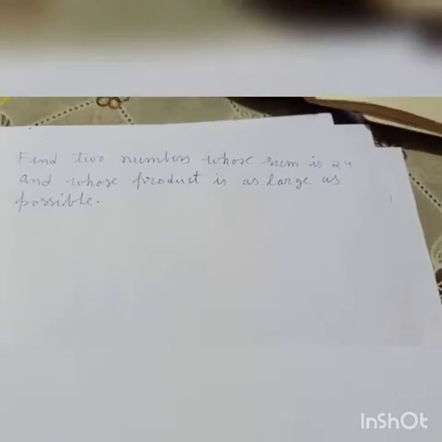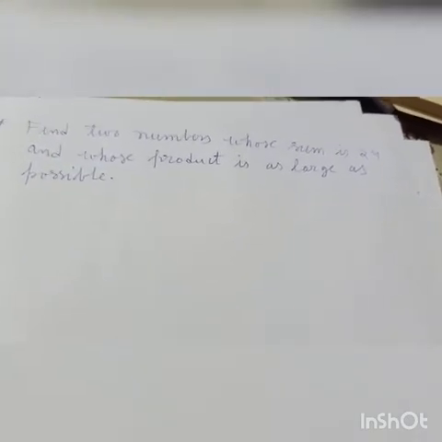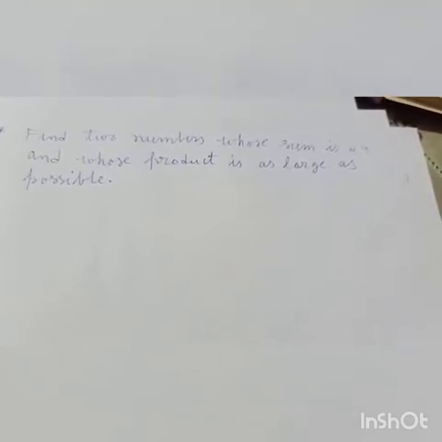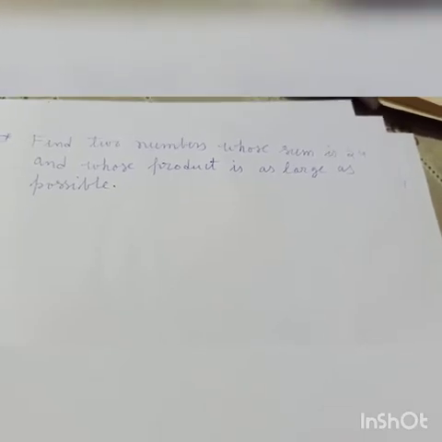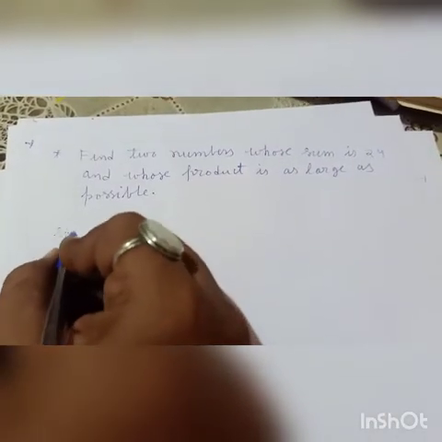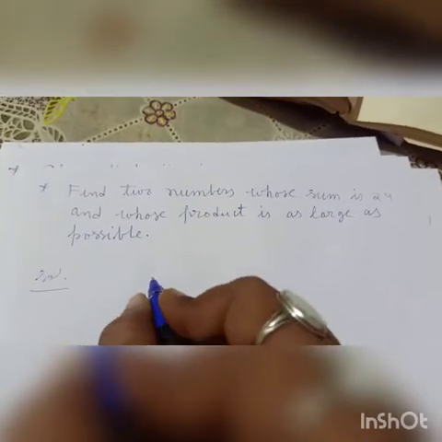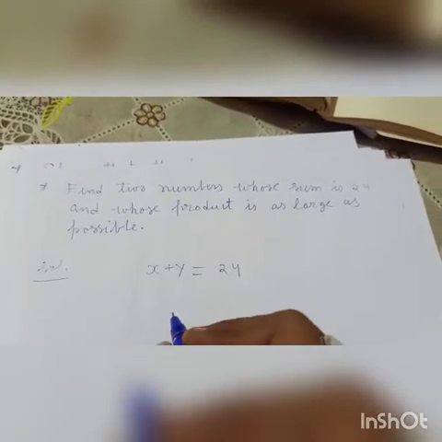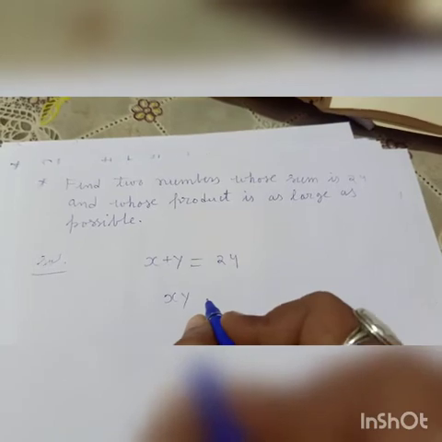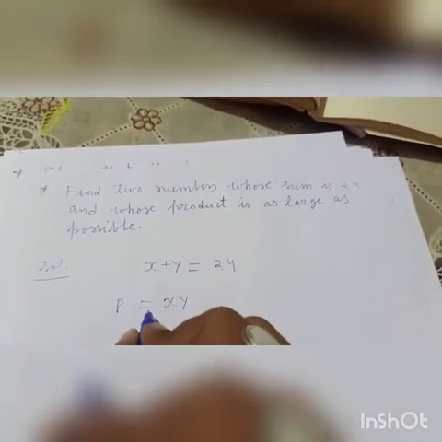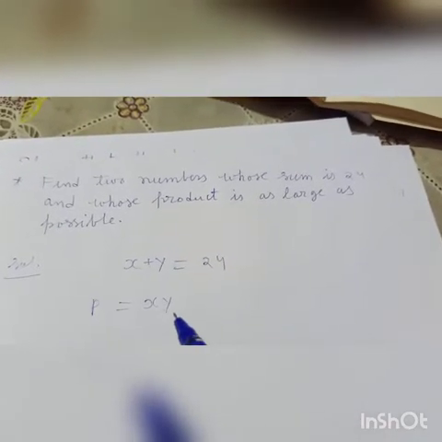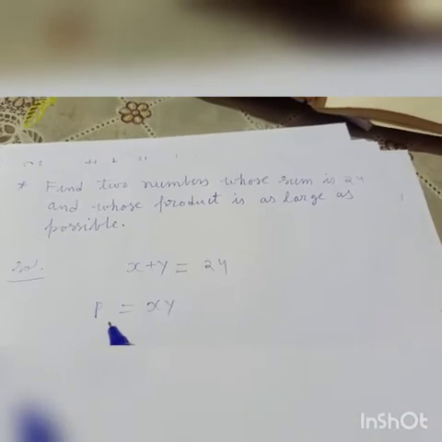Now the next one is: find two numbers whose sum is 24 and whose product is as large as possible. So the product is maximum and the sum is given as 24. If we assume that the numbers are x and y, then we are given the sum x plus y equals 24, and the product is maximum, that is xy. Suppose the product is p, so p equals xy, and this product is maximum. So we have to find the numbers when p is maximum.